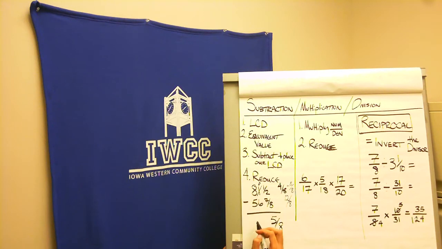Now let's continue on with math. Okay, 0 can't, so I got to carry it over. 10 minus 6 is 4. 7 minus 5 is 2. So I've got 24 and 5/8. Can I reduce it down any farther? No, I'm at my 5/8, so that's all I can do right there.